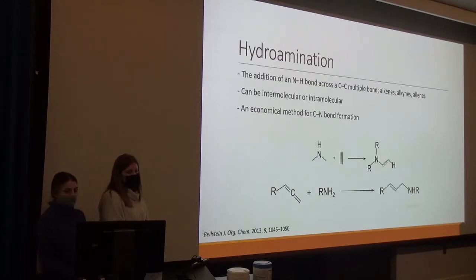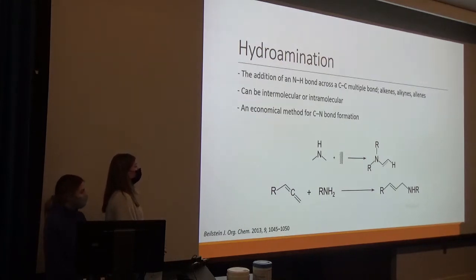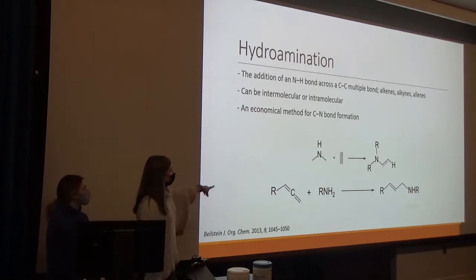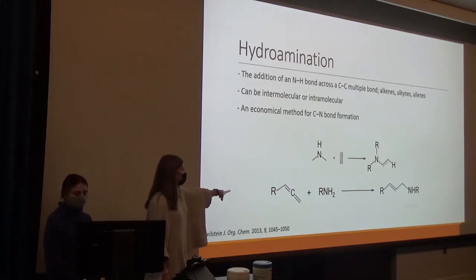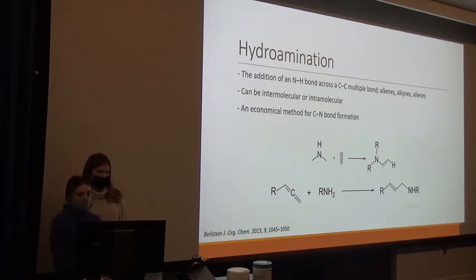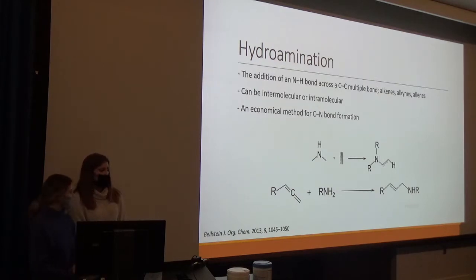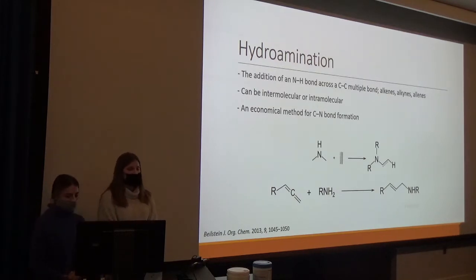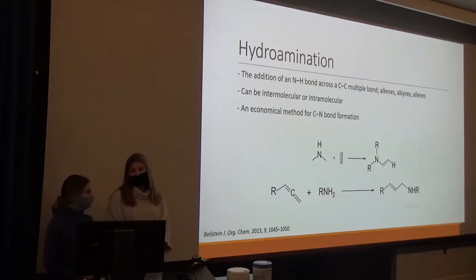So hydroamination is the addition of a nitrogen-hydrogen bond across a carbon-carbon multiple bond, like an alkene, alkyne, or an allene. The alkyne is seen in the first reaction, and the allene is seen in the second reaction. Hydroamination can be intermolecular or intramolecular, which we'll talk more about later, and it's an economical method for carbon-nitrogen bond formation because there are zero byproducts in this reaction. It can also be used to cyclize amino alkenes with unactivated terminal alkenes to produce pyrrolidines and piperidines.